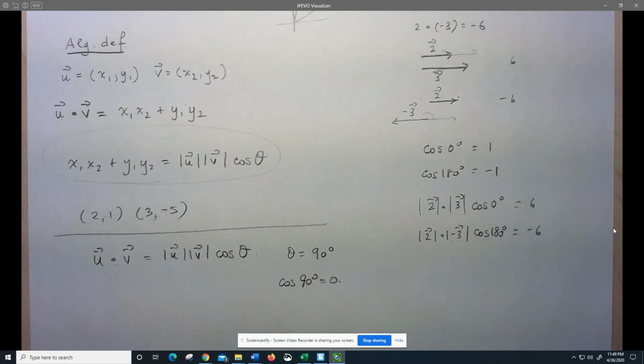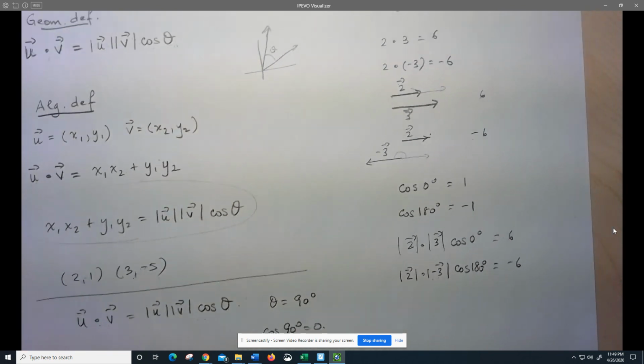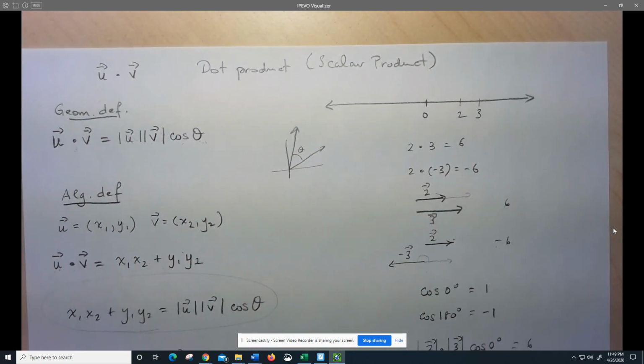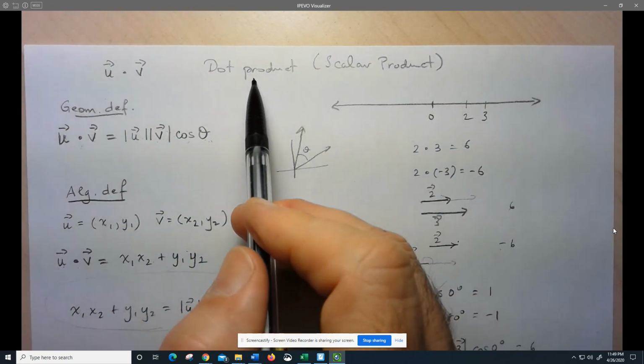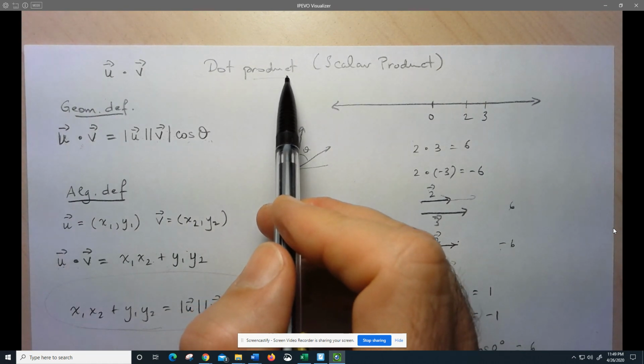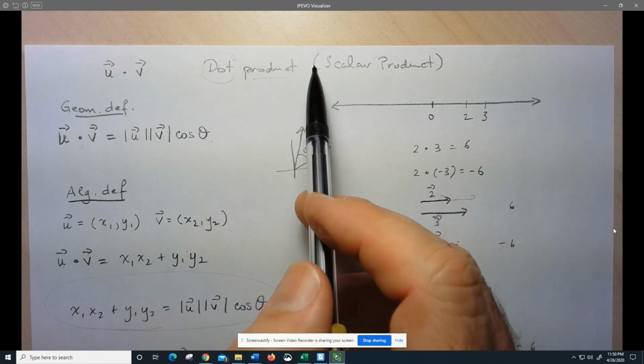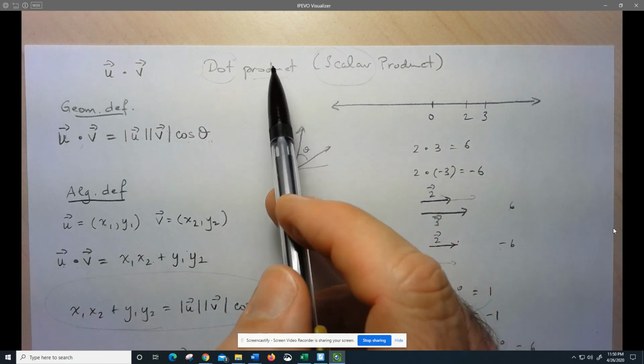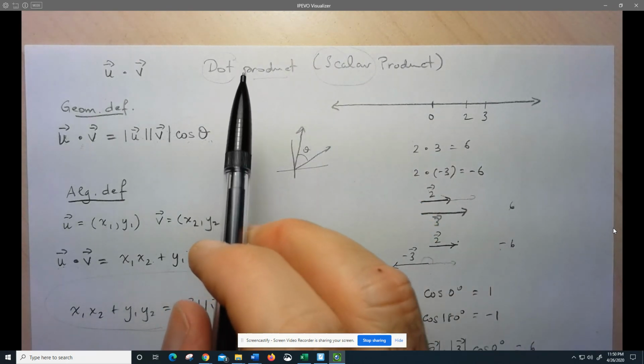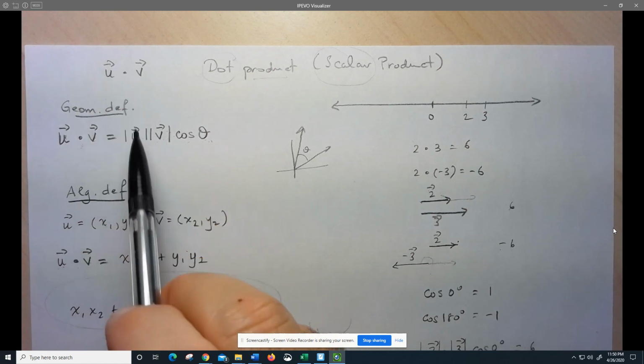Now, the only thing I would say beyond this, to give you a sense of where we're going, is why didn't I just call this the product? Okay, I called it the dot product or the scalar product. Well, what that maybe implies to you is that this is not the only way in which we're going to consider products of vectors.